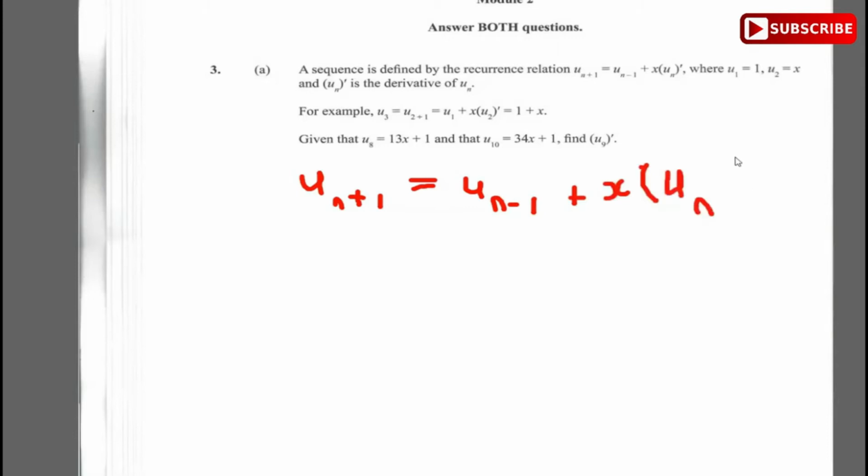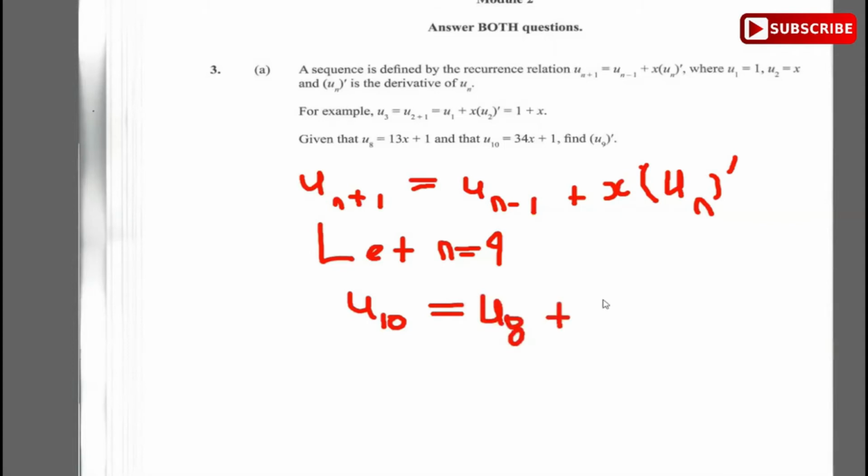So we need u_n prime, and we need u9 prime, so we need to let n equal 9. Let n be equal to the magic number of 9. If n is equal to 9, we're going to get u of 9 plus 1, and that's going to be u10. And so u10 is equal to u8 plus x times u9 prime.